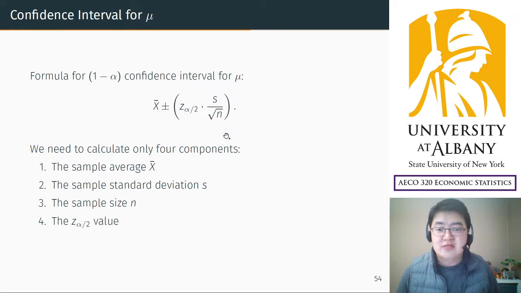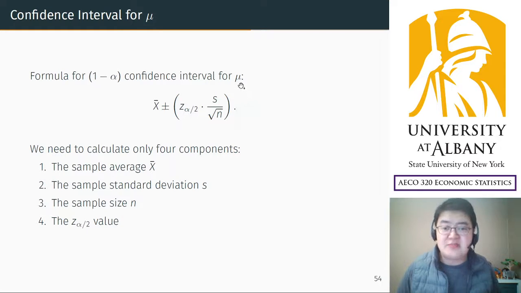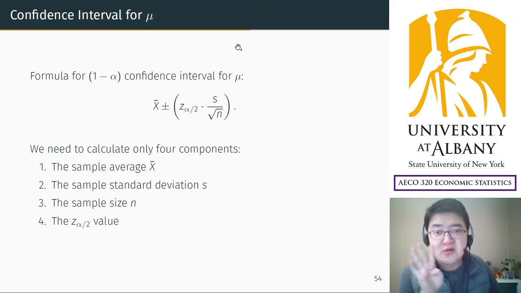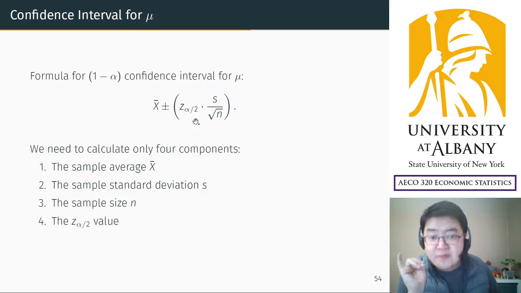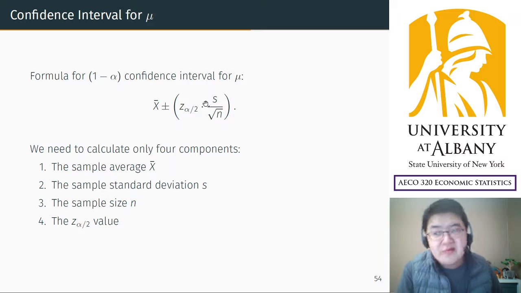We have this. And it's really nice because you just need four things to compute. First, sample average, easy, you know how to do it. Also, calculate the sample standard deviation, easy, you know how to do it. And sample size, even easier. And the z-value, depending on the confidence level. It's a little bit involved, but it's not that difficult. Excel does the work for you. Or also, you may memorize a few numbers that come in here.